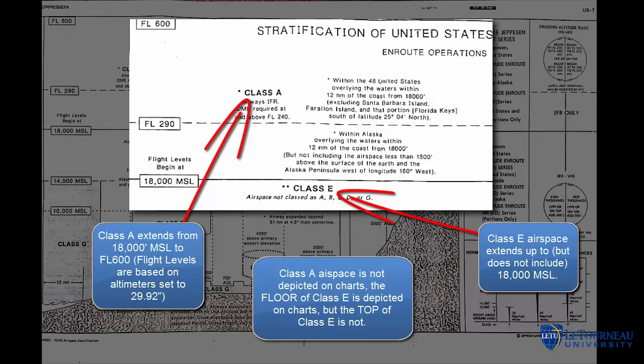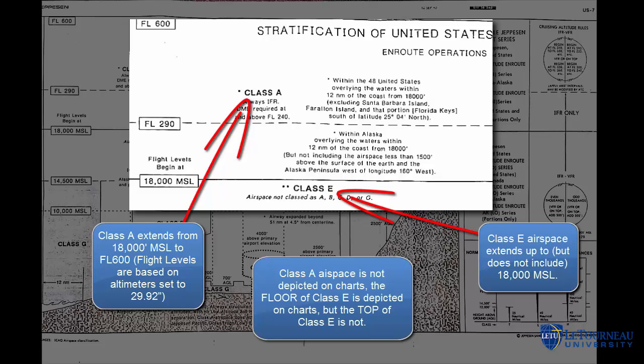Remember, the difference between flight levels and our altitude MSL is that in the flight levels, all altimeters on all aircraft are set to 29.92. So in the flight levels, we're using just an arbitrary 29.92 pressure datum plane.